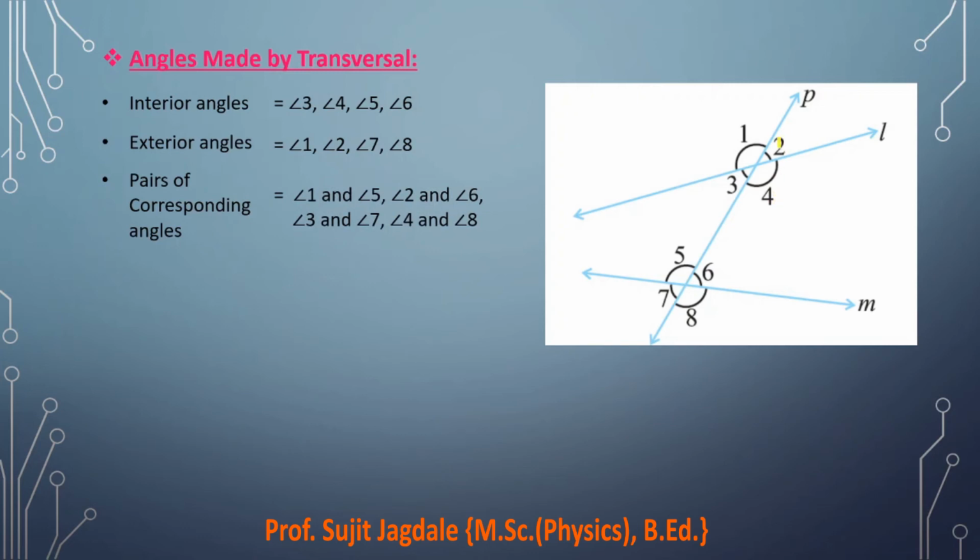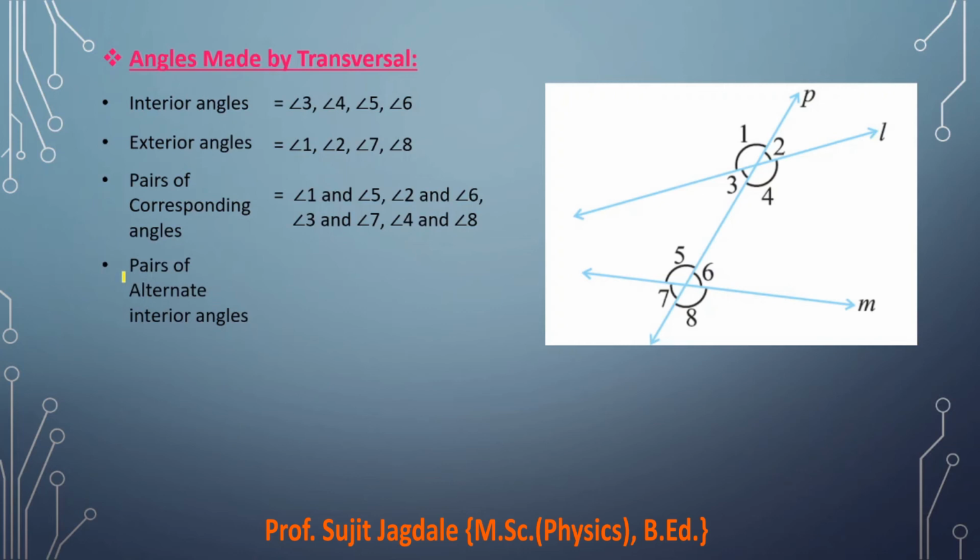So which are the other pairs? Angle 2 and angle 6. What are the positions here? Right side of the transversal and above lines L and M, so corresponding. Again 3 and 7: left side of the transversal and below lines L and M. 4 and 8: again right side of the transversal and below lines L and M. In this way, same positions are referred to as pairs of corresponding angles.